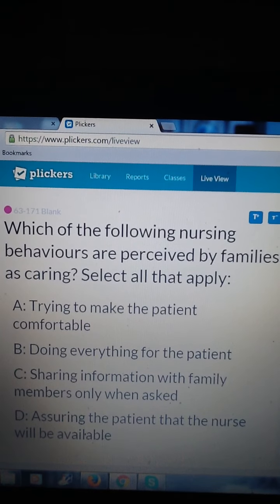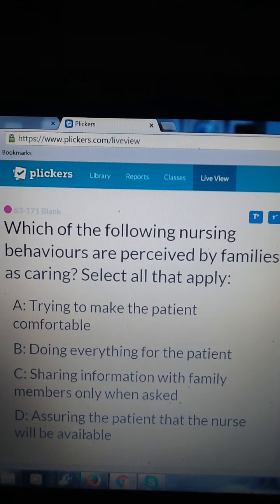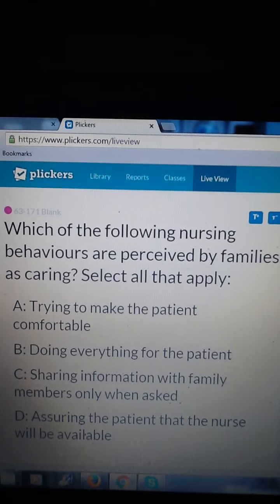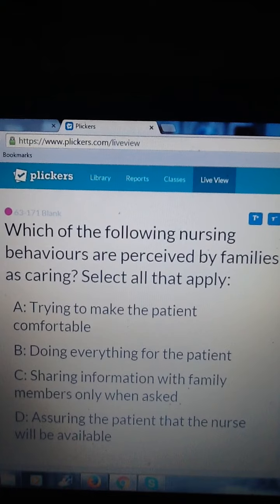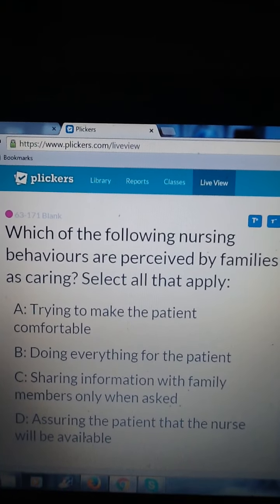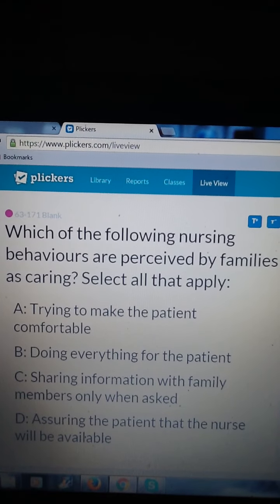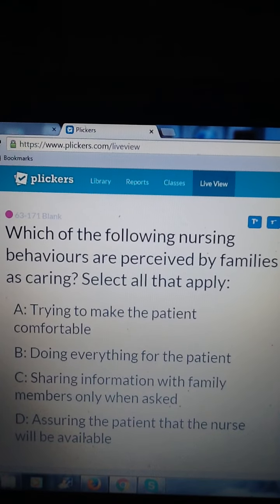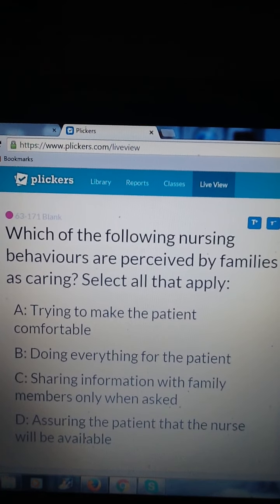the correct answer here is trying to make the patient comfortable, which is A, and D, assuring the patient that the nurse will be available. Because we don't want to do everything for the patient. We want the patient to do things as much for themselves as possible. And we're not just talking to family members only when asked. We're always giving information to family members and keeping them apprised of the situation.